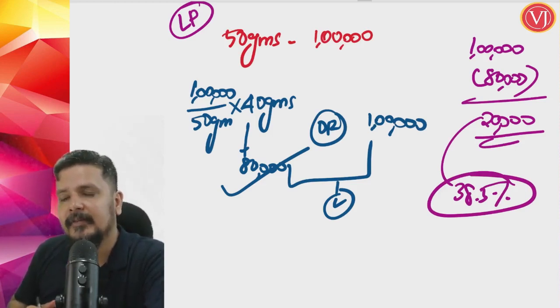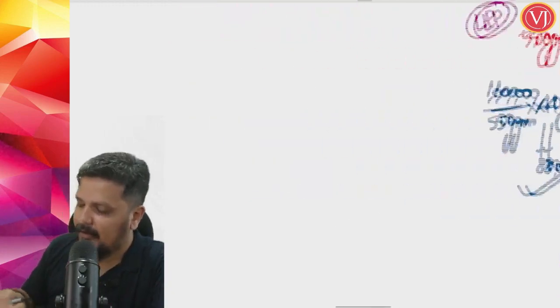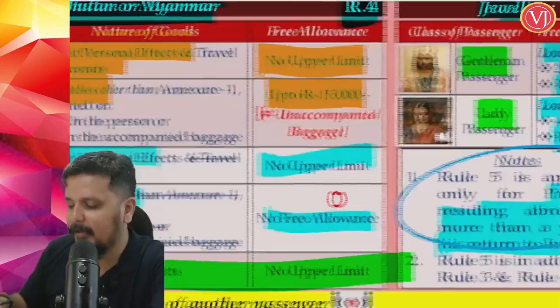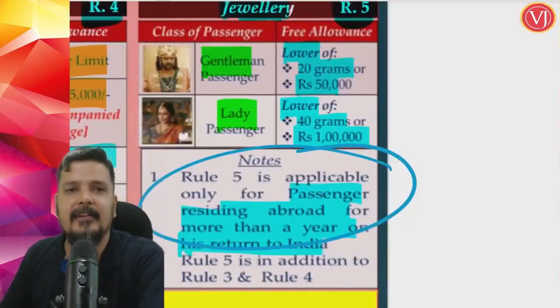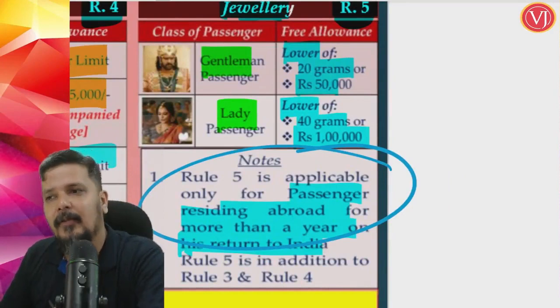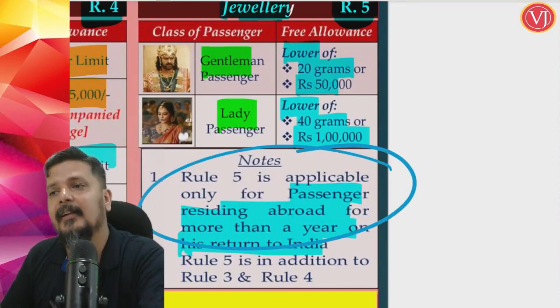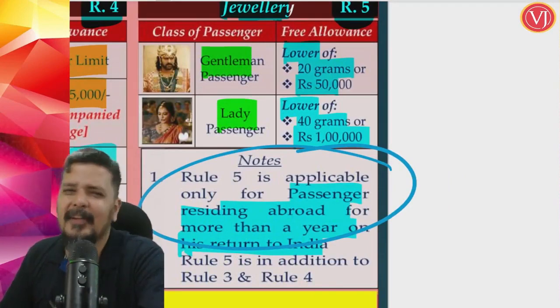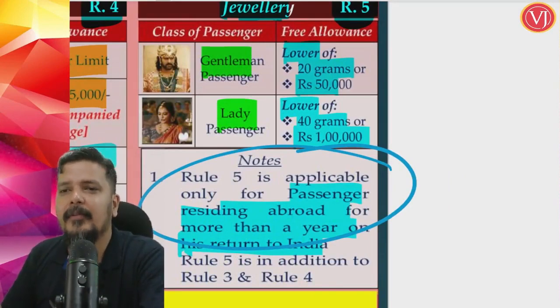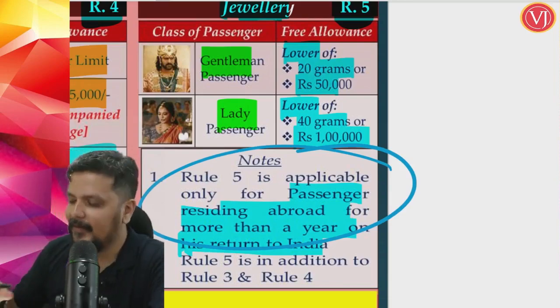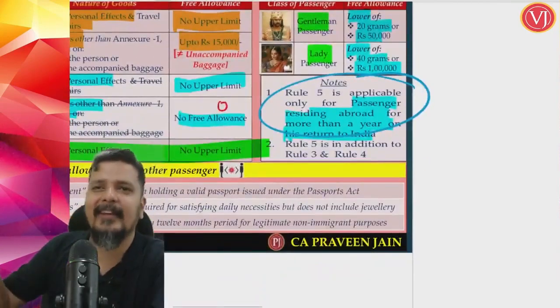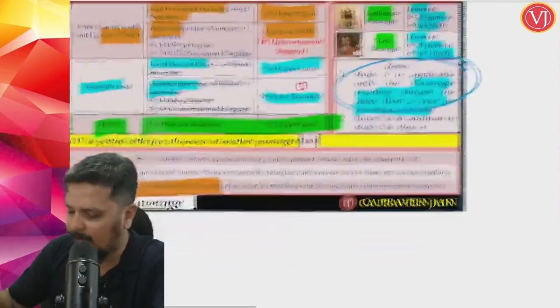Clear? So what is the exemption limit? For a lady passenger, 40 grams or 1 lakh, whichever is lower. For a gentleman, it is 20 grams, half rather, 20 grams or 50,000, whichever is lower. This is in addition to your rule 3 and rule 4. Just like rule 6, it is in addition to rule 3 or rule 4.